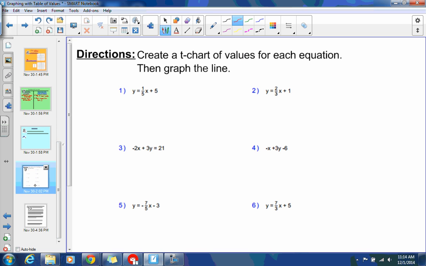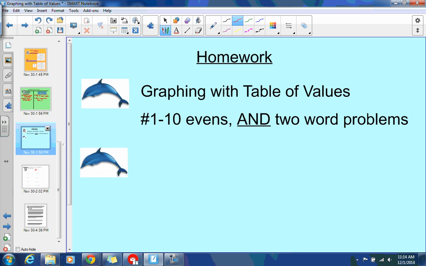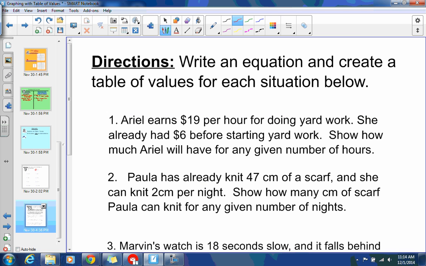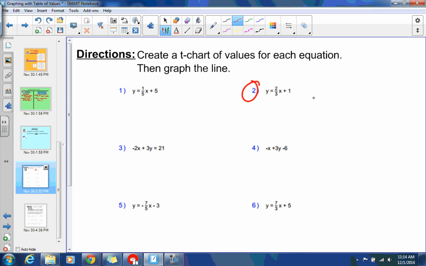So for that, I will show you one thing with number 2 here. The homework here, if you looked, was numbers 1 through 10 evens, and then try 2 of the word problems. But just number 2, it's okay to have fractions in your answers. So if you're going to do a t-chart and you have your x and your y, and you want to do 0, 1, maybe 3, how about? 0, you're going to plug in 0 here. y equals 2/3 times 0 plus 1. This thing cancels out, and it's just y equals 1. So that works out nicely.